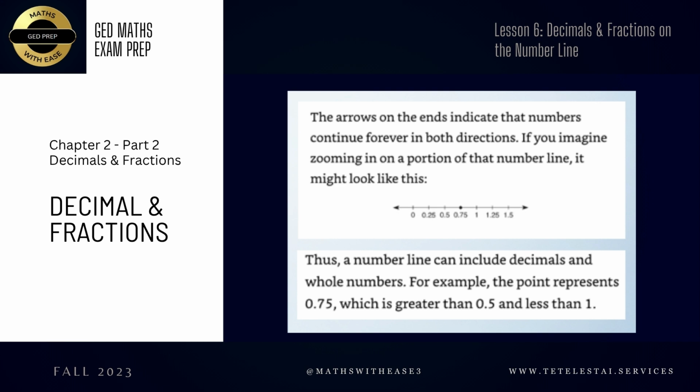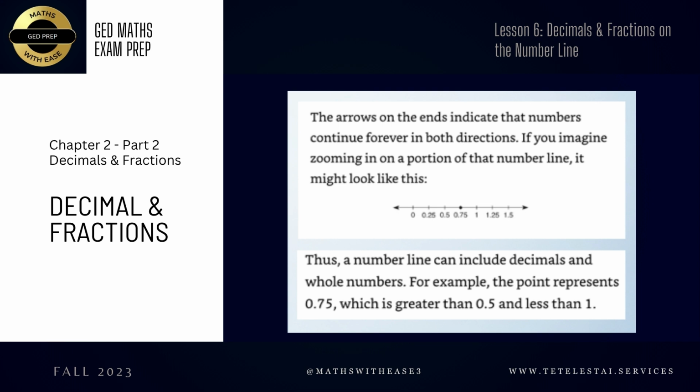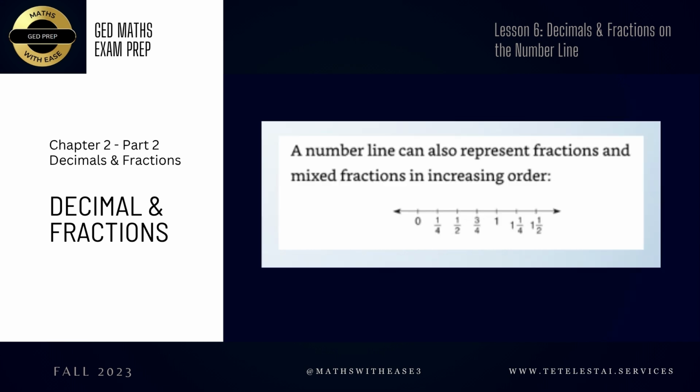As I explained earlier, a number line can also represent fractions and mixed fractions in increasing order. So this is a representation of the same number line that we just looked at. This is the decimal version of it, and this is its fractional equivalent. From 0, we jump to 1/4 or 0.25, 1/2 or 0.5, 3/4 or 0.75, 1, and then 1 and 1/4 or 1.25, which we saw here, okay? 1.5, which here is represented as 1 and 1/2, and so on, okay?